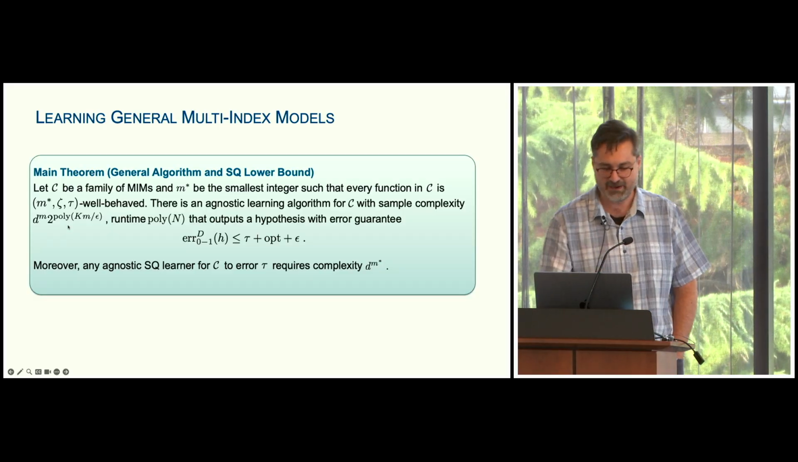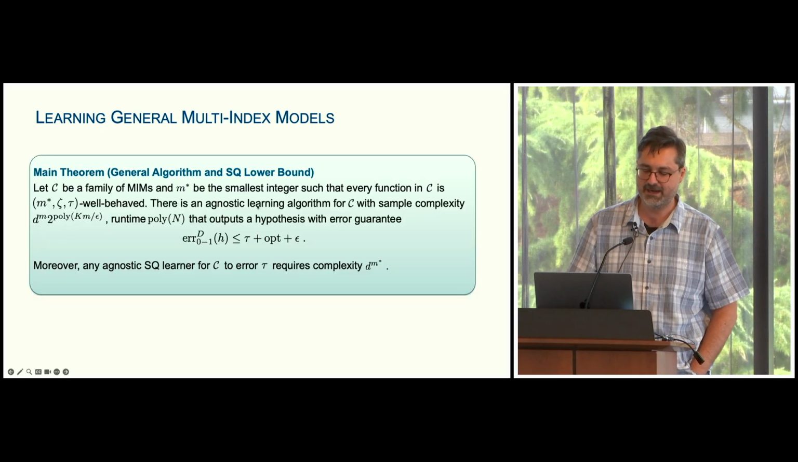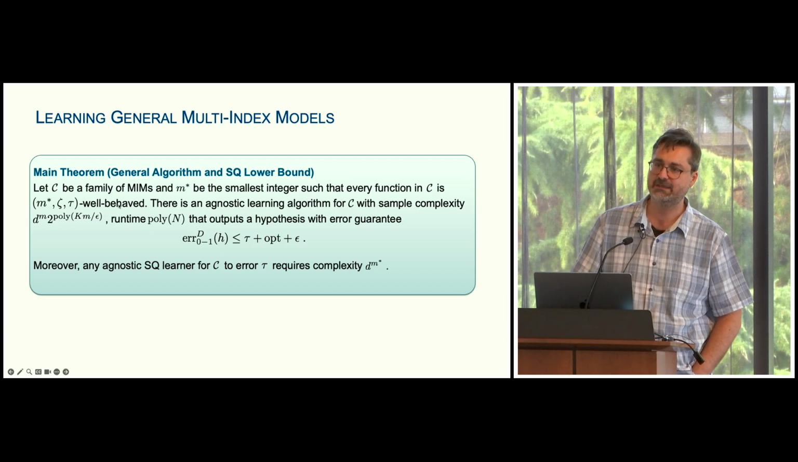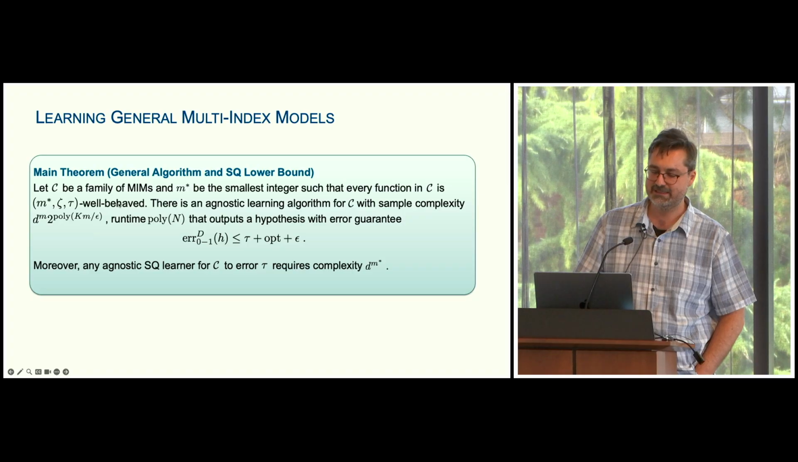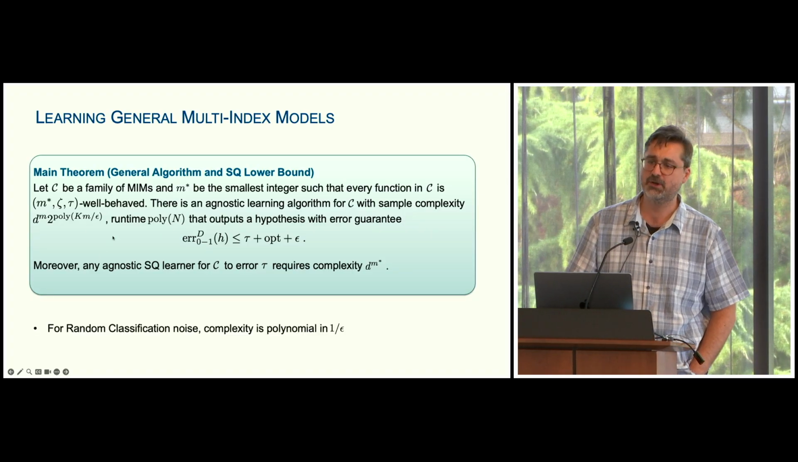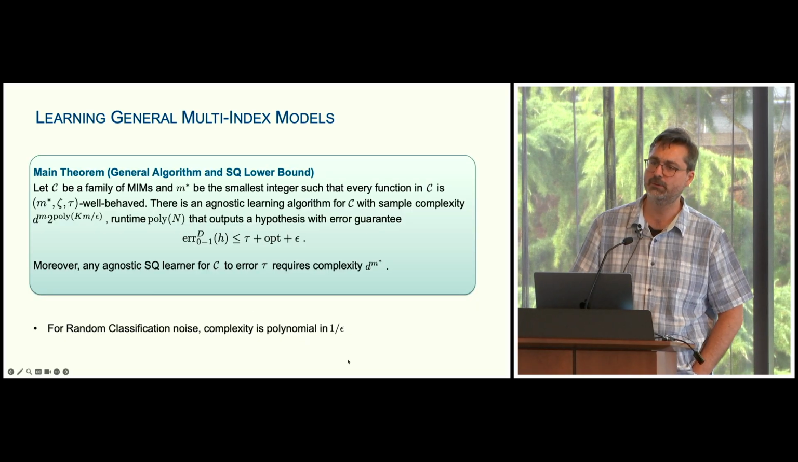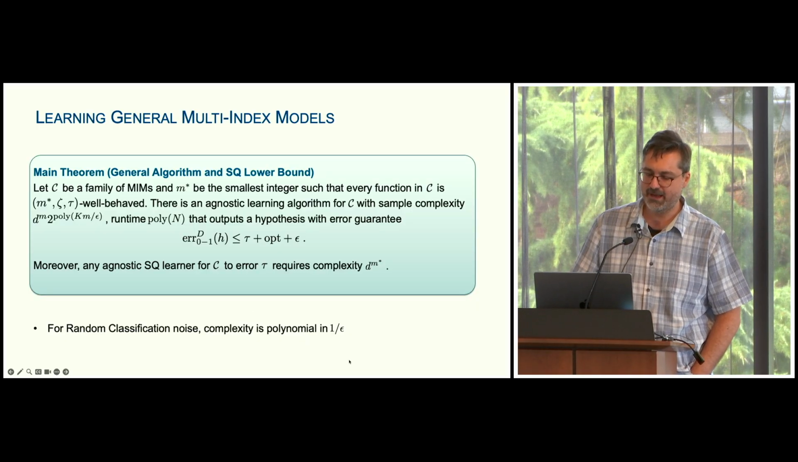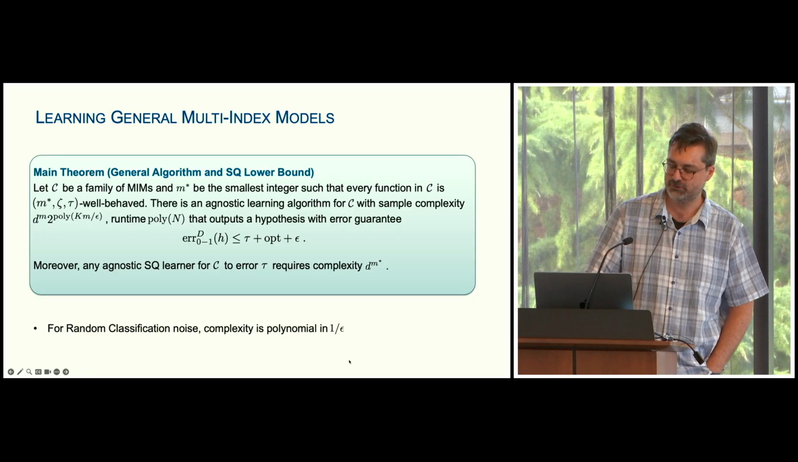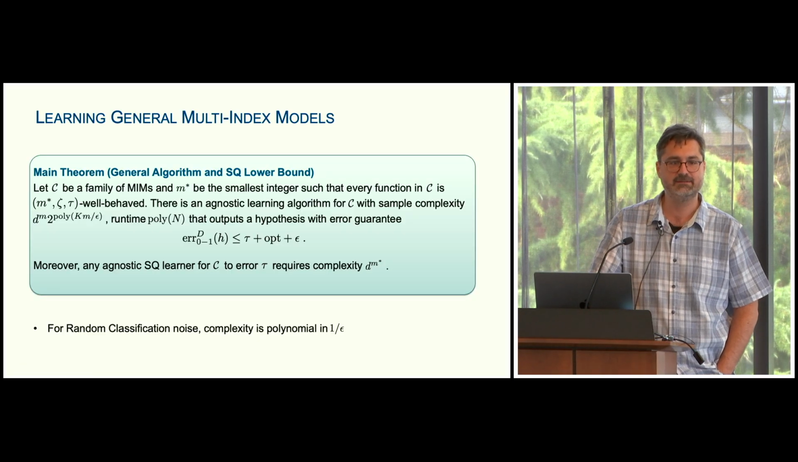So as a function of the dimension, this parameter, the smallest integer such that every function in the class is well behaved, actually characterizes the complexity of learning. And again, this exponential dependence in epsilon is not going to be there if we're looking at random noise. Now, this is the main result. So now, what other applications can we get beyond this?